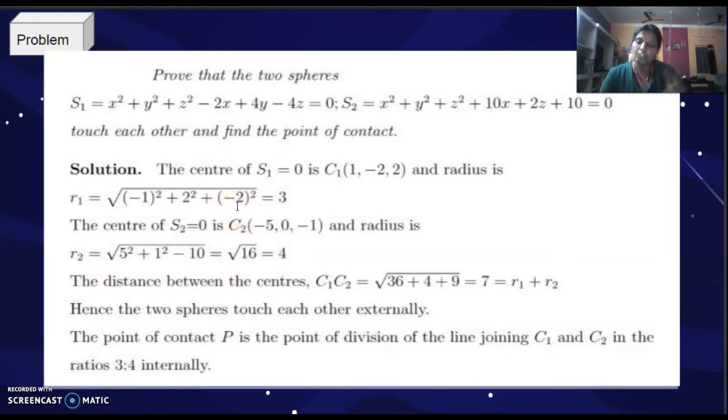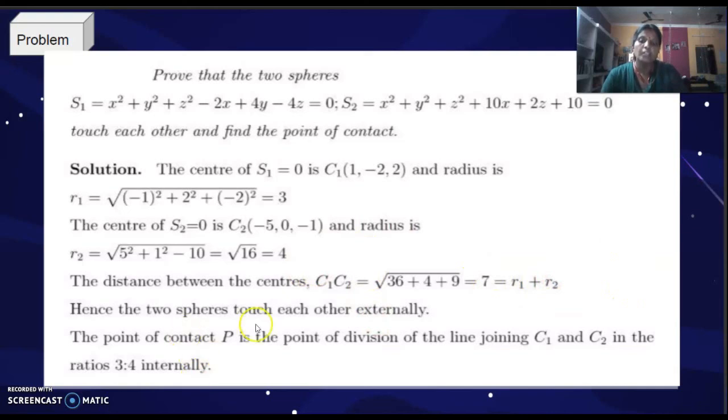Now we have to find the distance between the centers, C1 and C2. We apply the distance formula between two points, which I already mentioned in the first slide: square root of (x2 minus x1) the whole square plus (y2 minus y1) the whole square plus (z2 minus z1) the whole square. We find that C1C2 is 7. This is nothing but the sum of the two radii, r1 plus r2. Hence, the two spheres touch each other externally, because the distance between C1 and C2 is r1 plus r2.